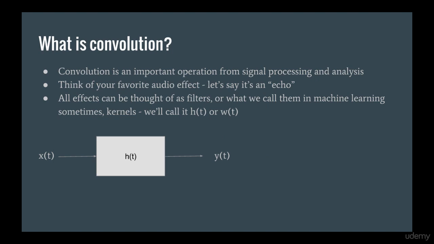Think of your favorite audio effect. Let's say we're talking about the echo effect. An echo is simply the same sound bouncing back at you in the future, but with less volume. We'll see how we can do this mathematically on the next slide. All effects can be thought of as filters, like the one I've shown here, and they are often drawn in block diagrams. In machine learning and statistics, these are sometimes called kernels.